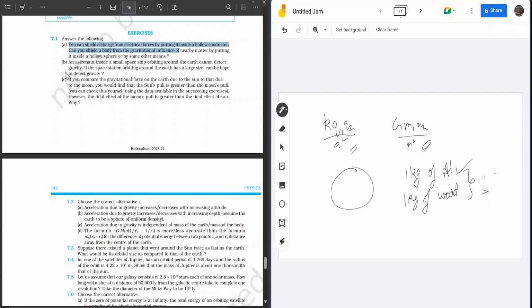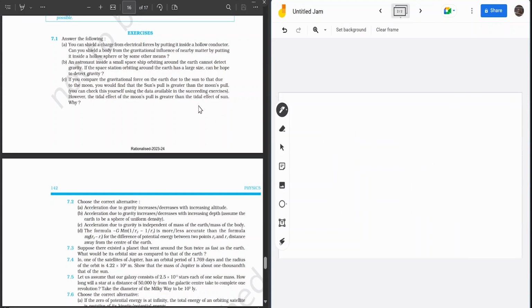Next, an astronaut inside a small spaceship orbiting around the Earth cannot detect gravity. If the space station orbiting around the Earth has a large size, can it hope to detect gravity? And the answer is yes, because if the space station is large, it can definitely detect the gravity of Earth.